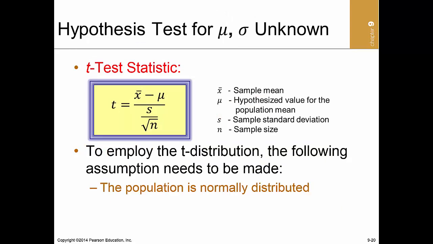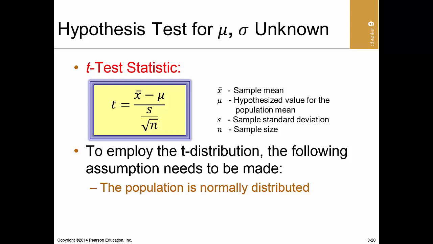So the same logic applies in hypothesis testing when sigma is unknown, which usually is the case in reality. This equation would be used to compute the test statistic for testing hypotheses about a population mean when the population standard deviation is unknown. So simply think, if we know sigma, we'll use a z. If we don't, we'll use a t.